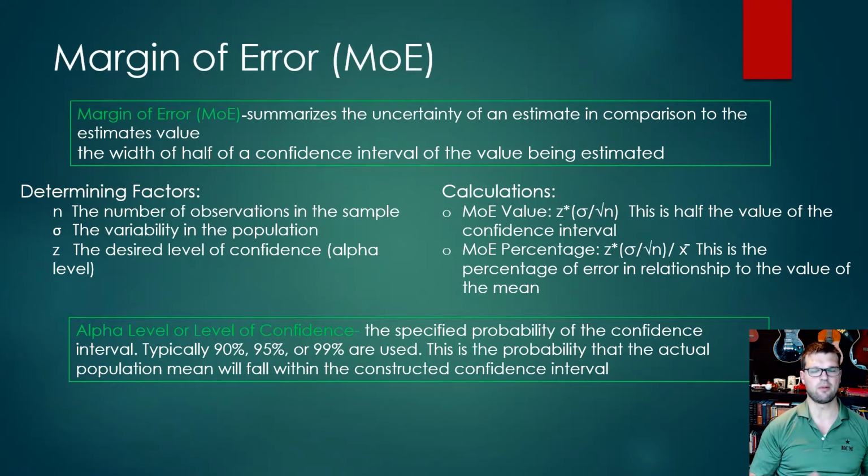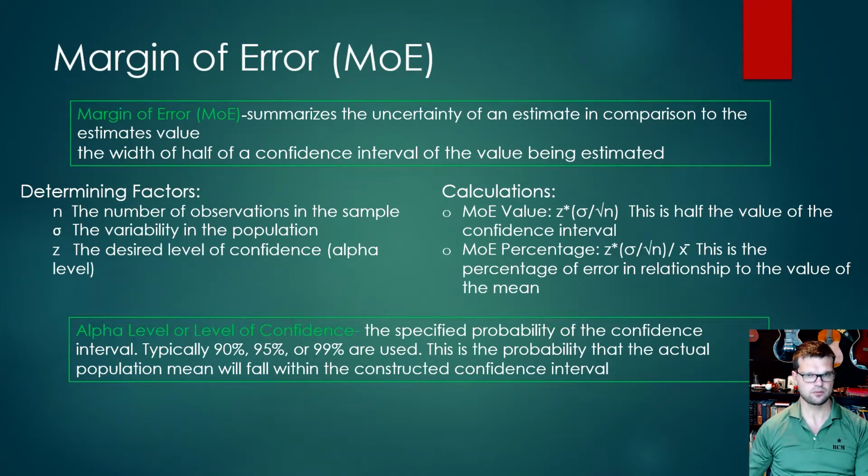And there's two different margins of error. We have the margin of error value, and we have the margin of error percentage. There are a few things that contribute to the margin of error. First of all, the number of observations in the sample. We have a sample of 500, and the variability in the population, in other words, the standard deviation of 100, and then the desired level of confidence, otherwise known as the alpha level. You're going to see this term alpha level quite a bit. So alpha level is the desired level of confidence that we have. In other words, how confident are we that this estimation is actually a representation of the population parameter?